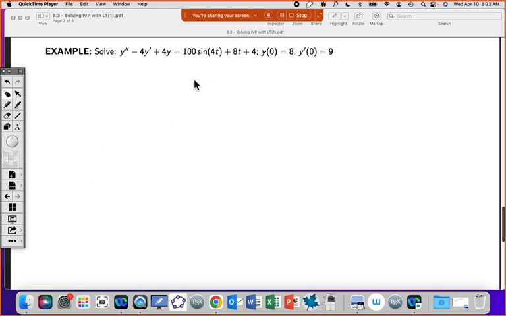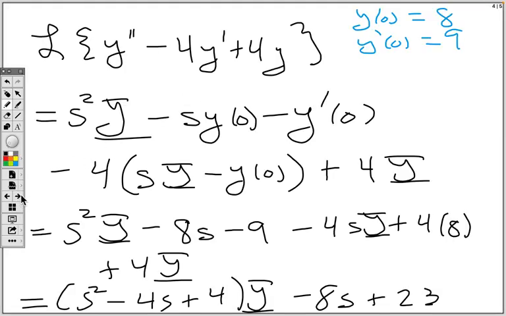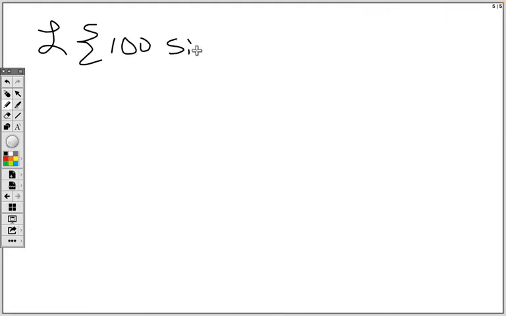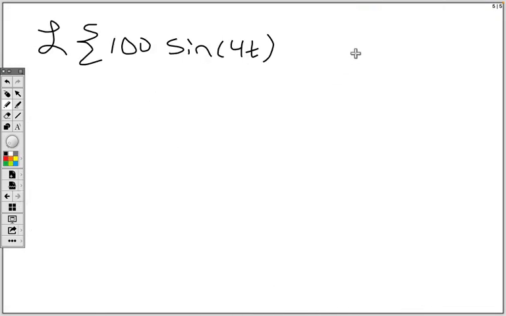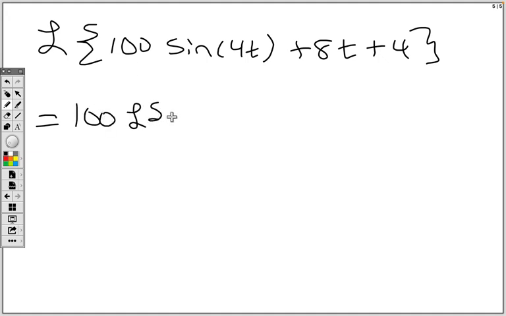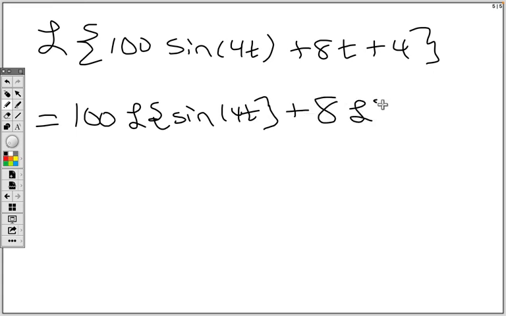Okay, I'm going to take Laplace of 100 sine of 4t. Whoops. Plus 8t plus 4. All right. Okay, so once again, we can use linearity here. That's going to be 100 Laplace sine of 4t plus 8 Laplace t plus the Laplace of 4.